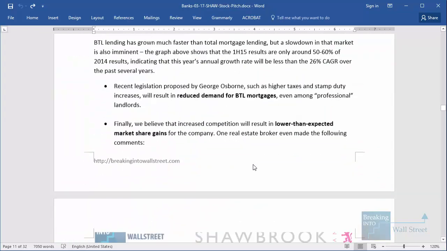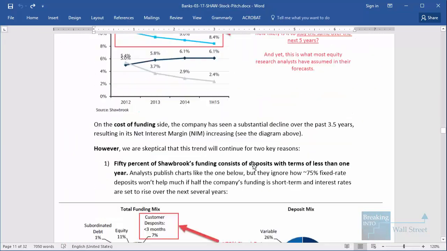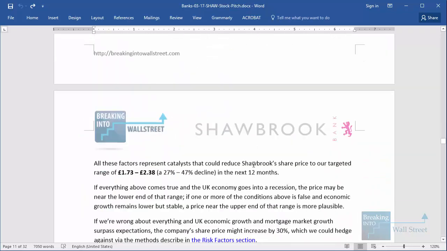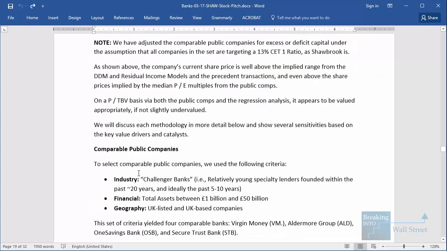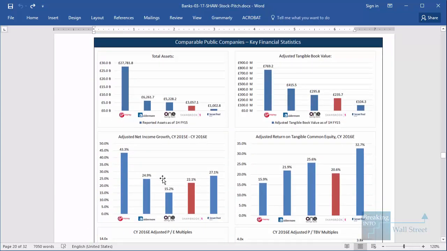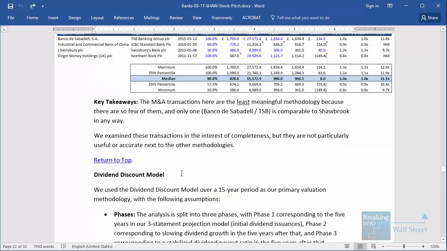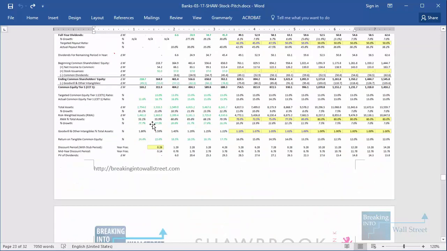In the valuation section, for a bank, just like a DCF analysis is one of the most important methodologies for normal companies, the dividend discount model takes the role of a DCF for commercial banks. So we do have comparable public companies and the relevant multiples there. We also have precedent transactions, but the dividend discount model is really the most important thing here.